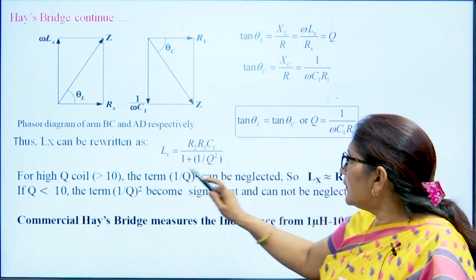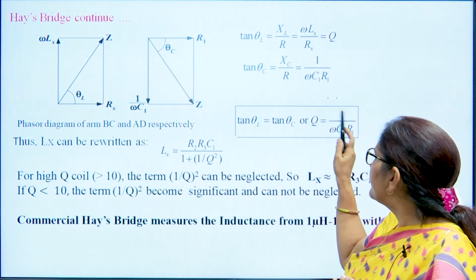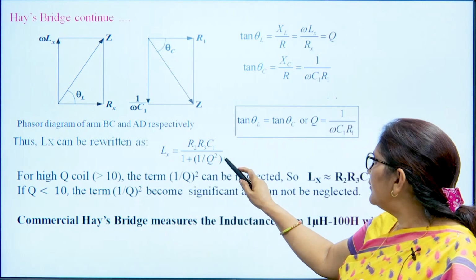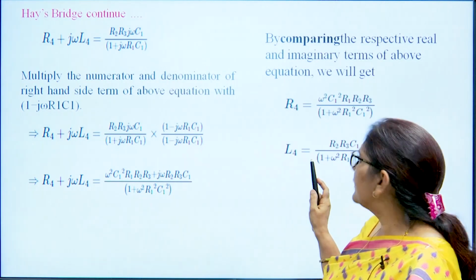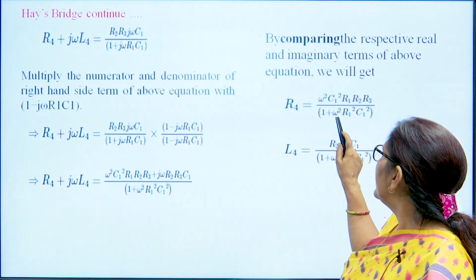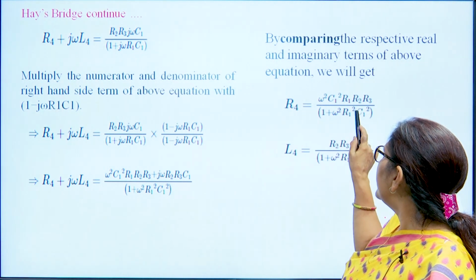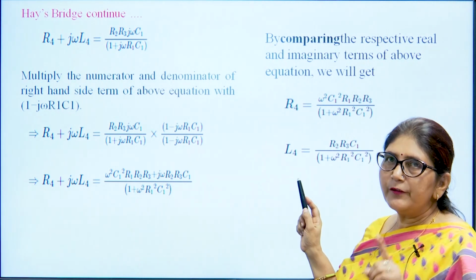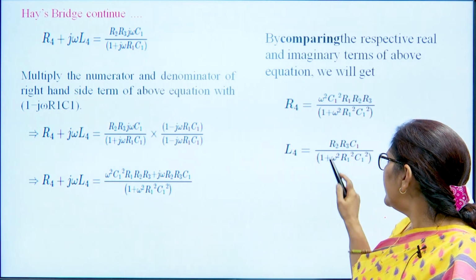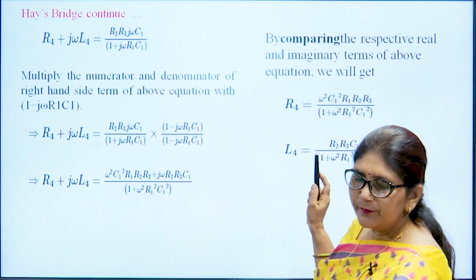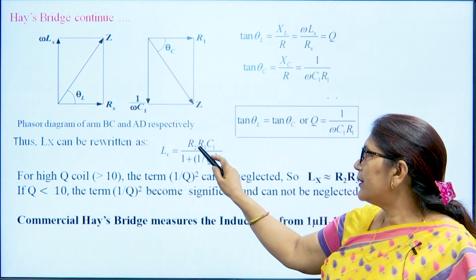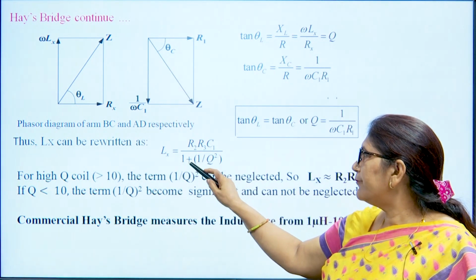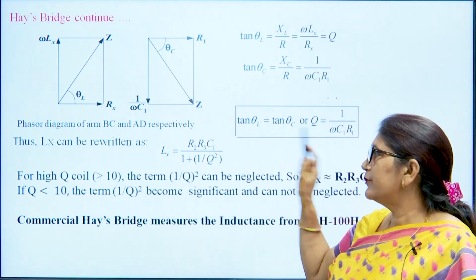Okay. So, now if we substitute this Q, the value of Q is equal to 1 by omega C1 R1, in this equation. So, in place of omega square R1 square C1 square, we can write 1 by Q square. Similarly, here we can write 1 by Q square. So, when we place this, Lx value is R2 R3 C1 by 1 plus 1 by Q square.